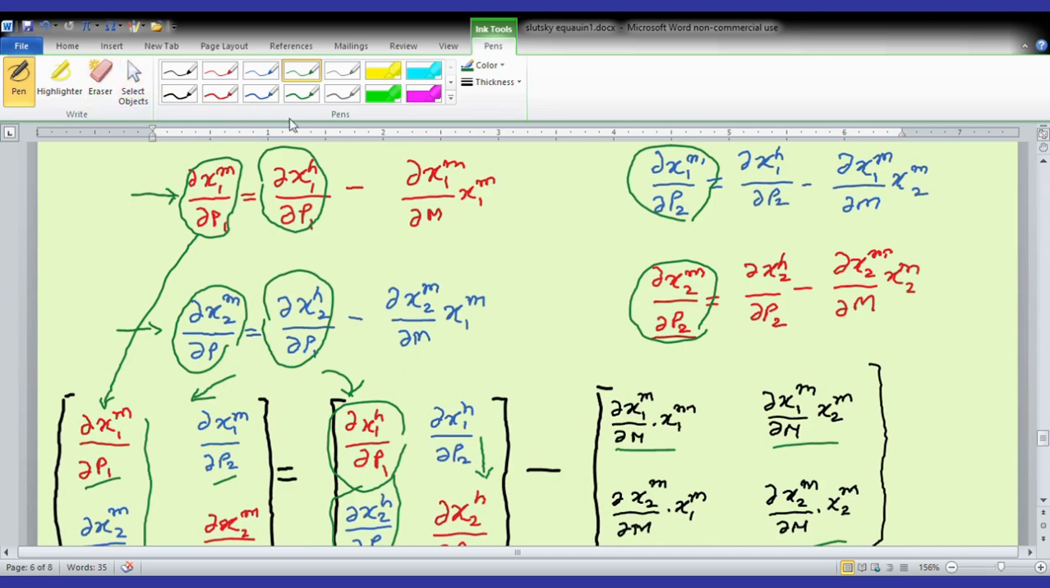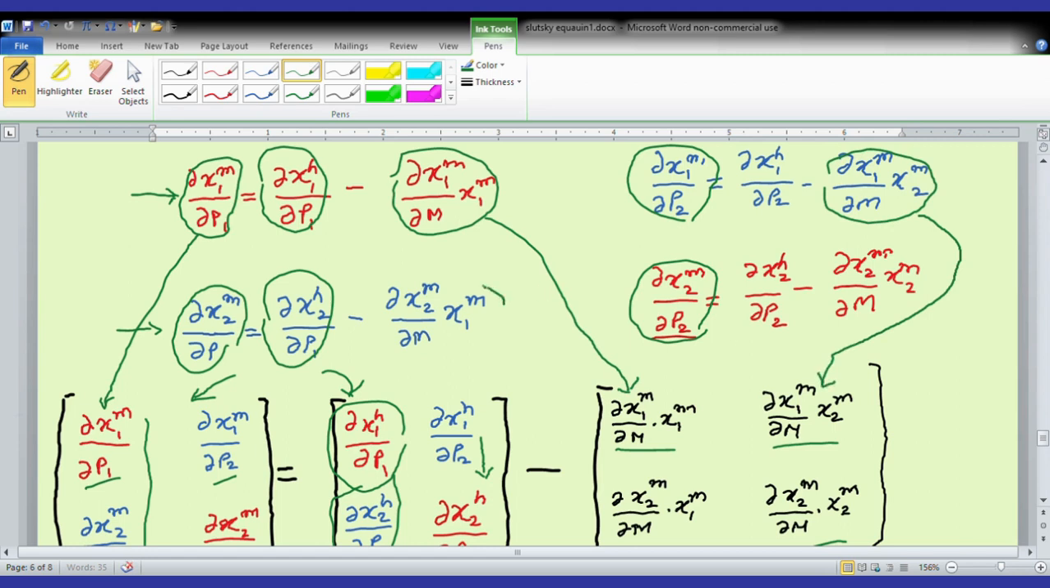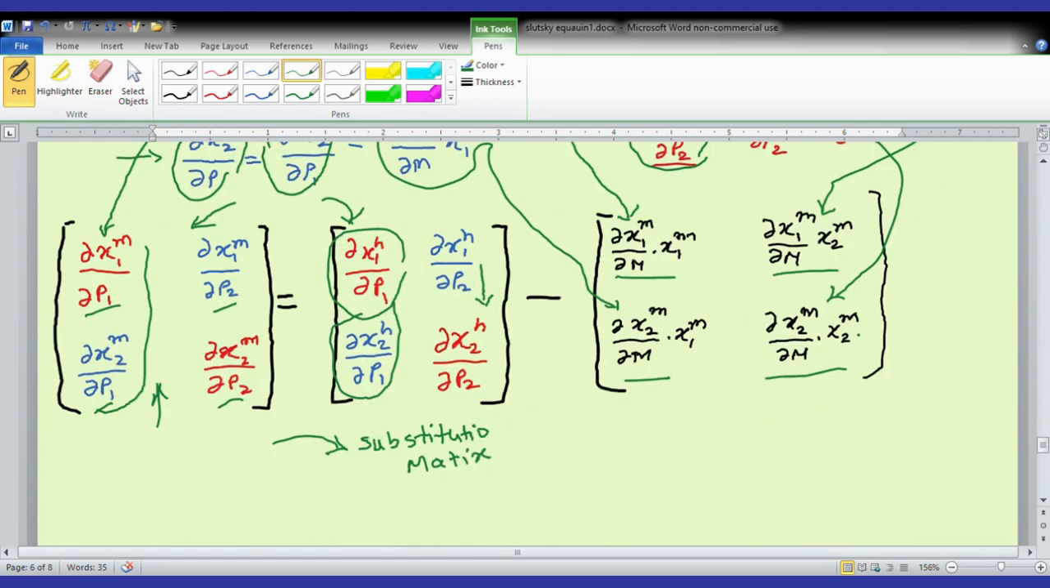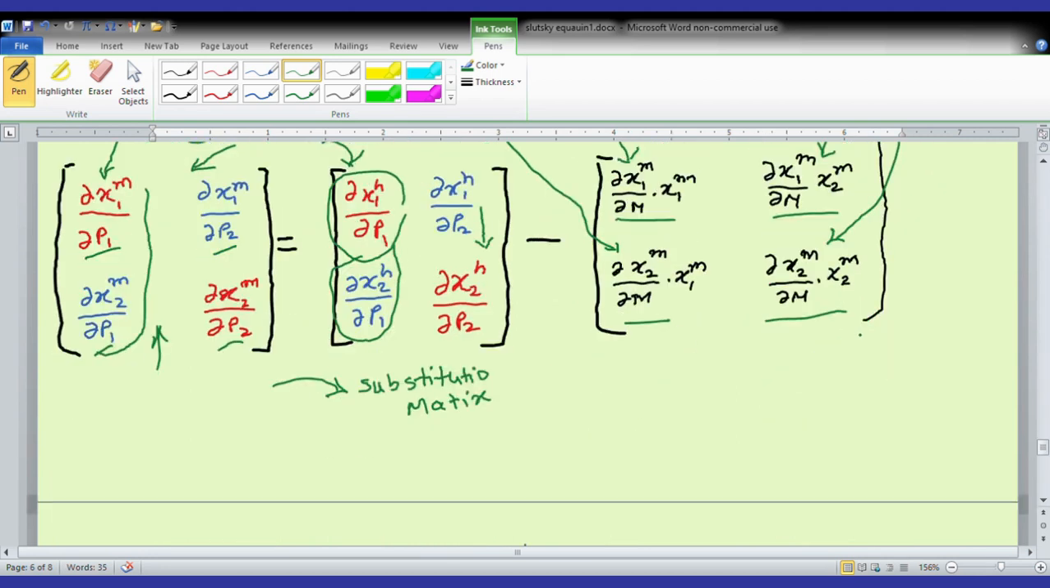So let's see that this is the first element in this matrix, first row and first column, and this is first row and second column, like coming here, and similarly is true for the rest of the elements of this matrix. So this is a way of writing this system of Slutsky equations in the matrix form, and then we can put it in a compact format.